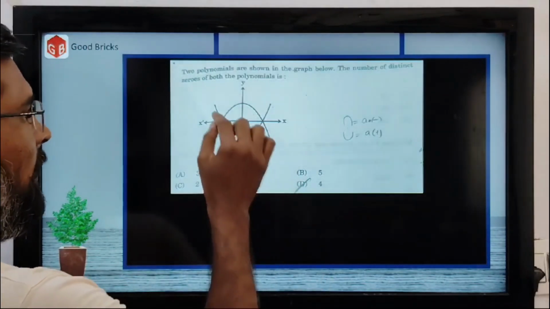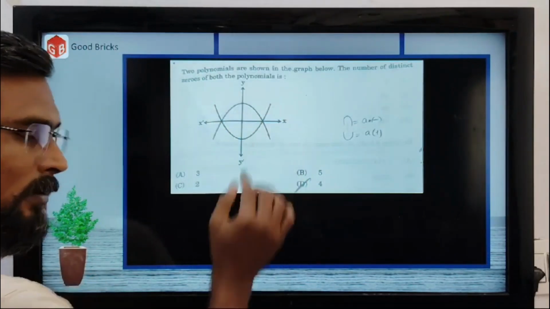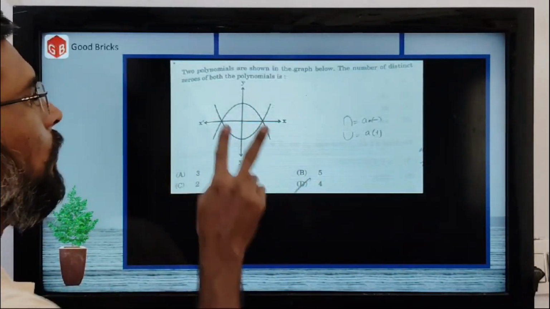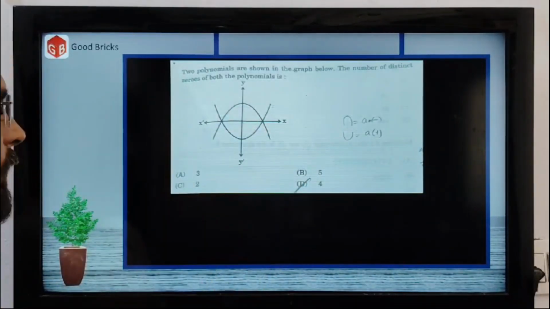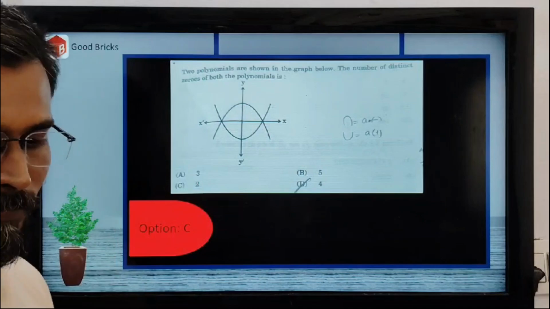Now in this question there are two graphs, 1, 2. For this graph, 2 zeros. For this graph also same 2 zeros. So there are two distinct zeros. So we have to select option C for this question.